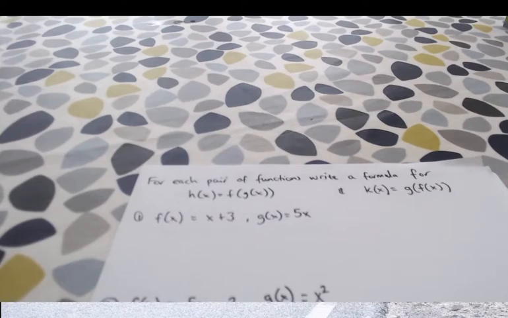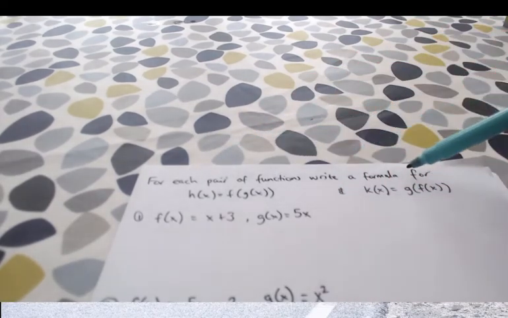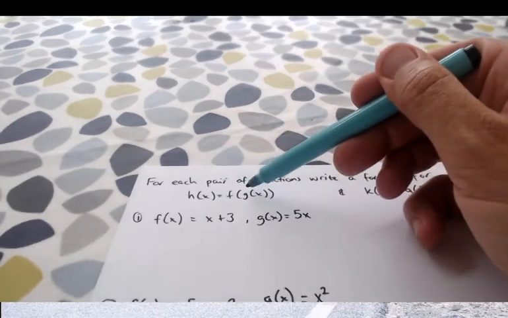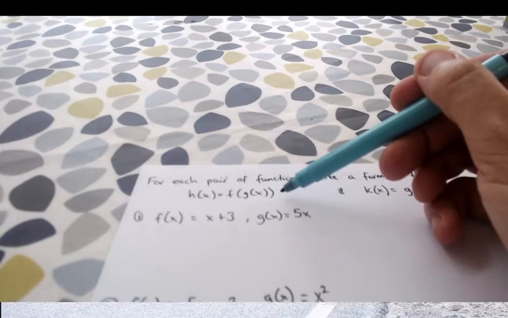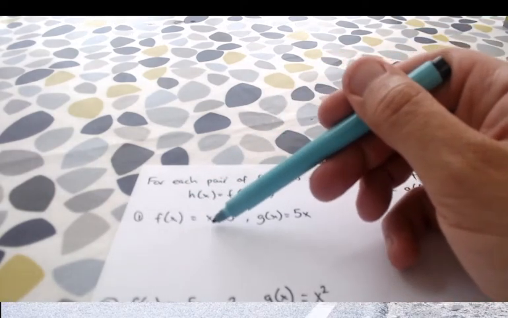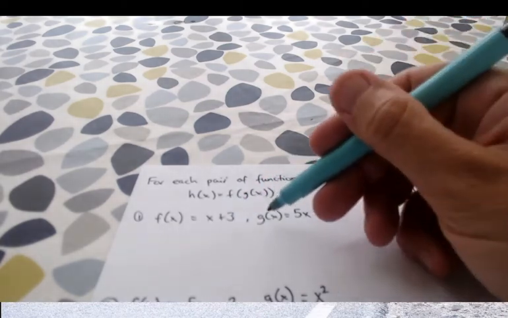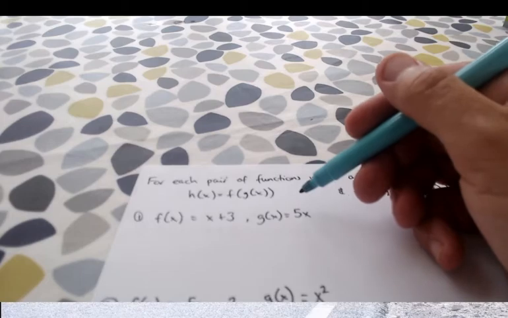Now, here, I'm saying for each pair of functions, write a formula for h of x equals f of g of x. That's how we pronounce that. So I have given you 2 functions. I have given you f of x, which is x add 3, and I've given you g of x, which is called 5x. Now you might be wondering, where on earth have all these letters come from?